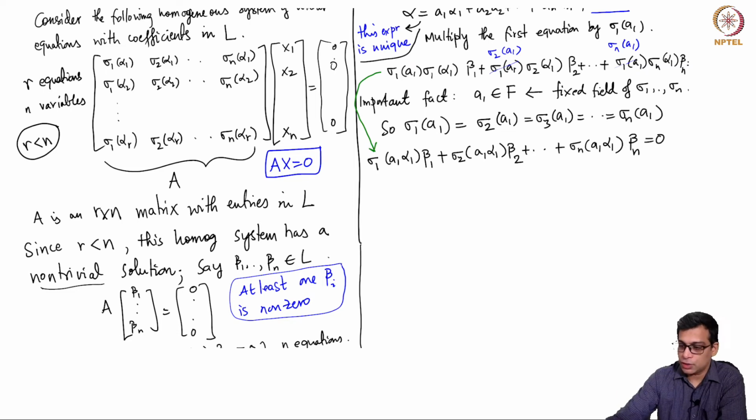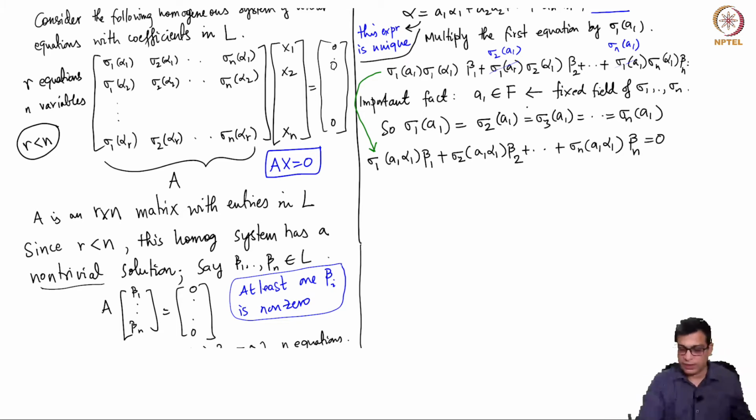right. So using the fact that A1 is in the fixed field is very crucial. Otherwise you cannot replace sigma 1 A1 by sigma 2 A1, and then you cannot combine A1 and alpha 1 like this. Okay. So it's important to know that A1 is in the fixed field.